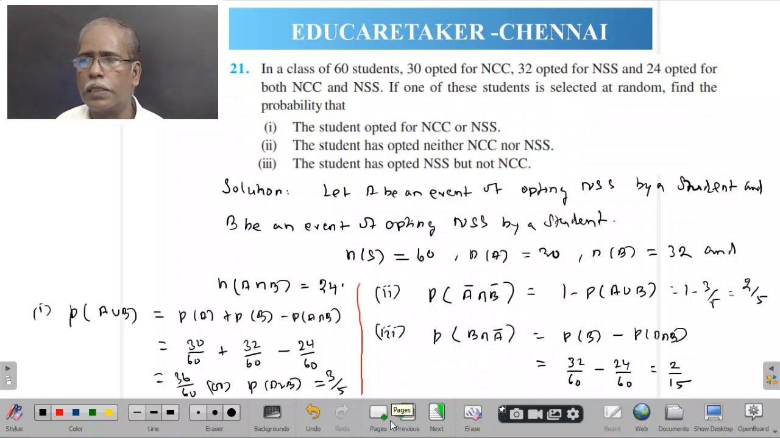So dear student, this is the last question of exercise 16.3. Let us wind up this session with question number 21. We will continue in the next session with miscellaneous examples and miscellaneous exercise.